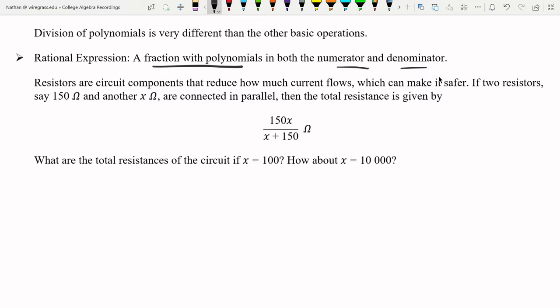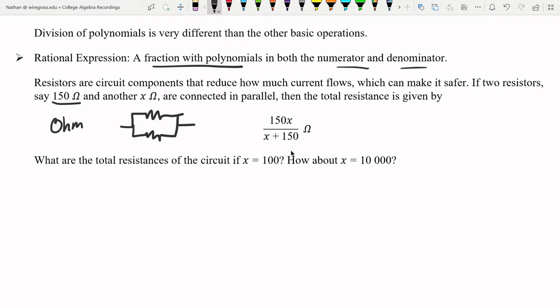Resistors are circuit components that reduce the flow of current, or the flow of electricity, which tends to make circuits safer. If we have two resistors, 150 ohms (this symbol here is Ohm, the unit of resistance) and another with X ohms, connected in parallel, which means they're separated and not in series, along the same line, the total resistance can be given by this expression.